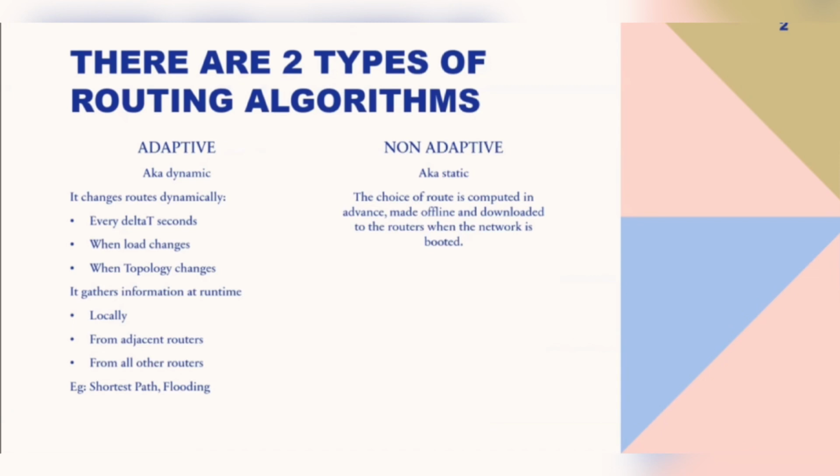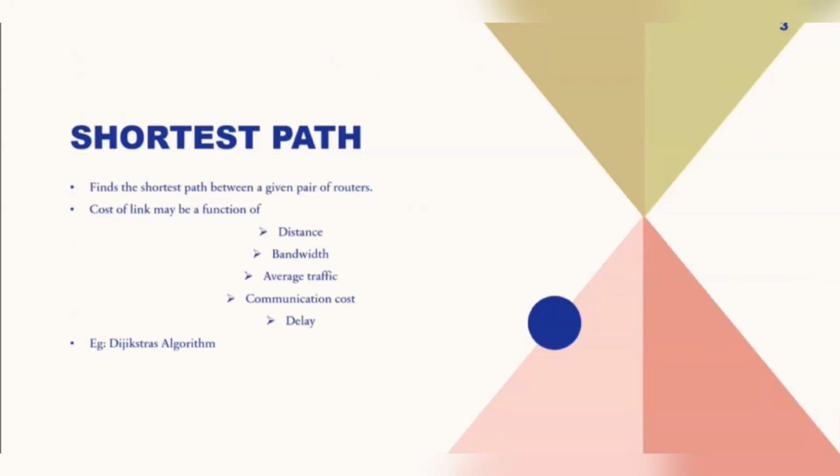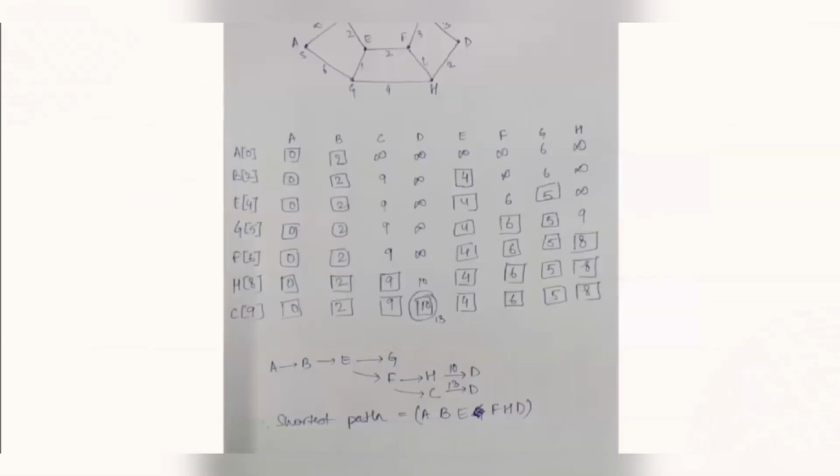Talking about non-adaptive, it is also known as static because the choice of route is computed in advance and is made offline and downloaded to the routers when the network is booted. Talking about the shortest path, it finds the shortest path between a given pair of routers. The cost of a link may be a function of either distance, bandwidth, average traffic, communication cost, or delay. For example, Dijkstra's algorithm.